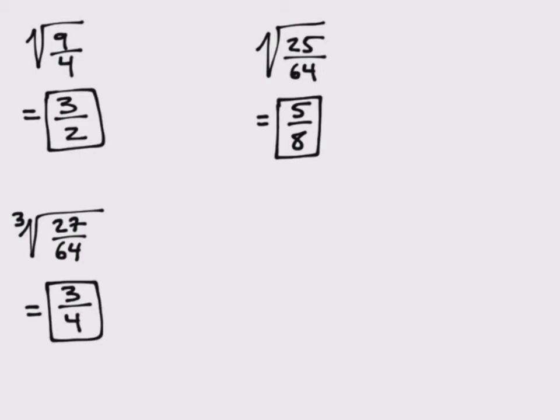Alright, I hope that wasn't too tough. Now if we look at the first example, the square root of 9/4, all we really had to do was find the square root of 9, which is 3, and the square root of 4, which is 2. In our second example, all we needed to do was find the square root of 25, which is 5, and the square root of 64, which is 8. And in our last example, all we needed to do was find the third root of 27, which is 3, and the third root of 64, which is 4.